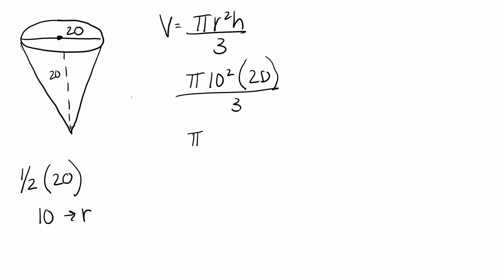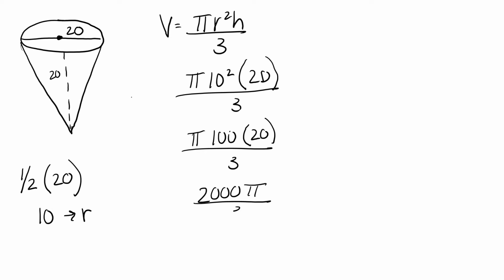10 squared, 10 times 10 is going to give us 100. 100 times the height, 20, is going to give us 2,000. Divided by 3 gives us 666.6 repeating. Remember, do not round yet. Keep that 0.6 repeating in the calculator.